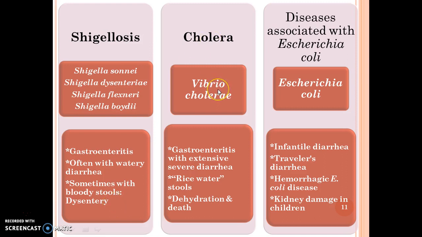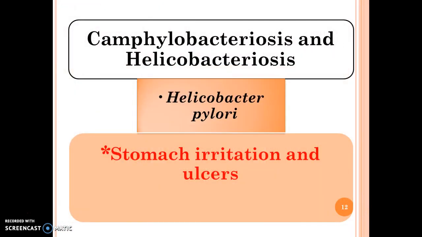Cholera is caused by Vibrio cholerae. The symptoms are gastroenteritis with extensive severe diarrhea, rice water stools, dehydration, and death. Disease associated with Escherichia coli is also called infantile diarrhea, traveler's diarrhea, hemorrhagic E. coli disease, and kidney damage in children may be observed. Campylobacteriosis and helicobacteriosis are caused by Helicobacter pylori. The major symptom is stomach irritation and ulcers.